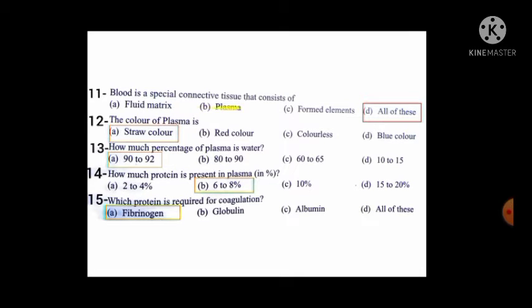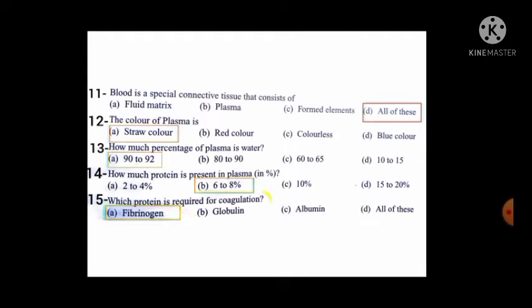Blood is a specific connective tissue that consists of fluid matrix, plasma, and formed elements. The color of plasma is straw color. How much percentage of plasma is water? In our blood, plasma contains 90 to 92% water. How much protein is present in plasma? It is nearly equal to 7%, or roughly 6 to 8%.